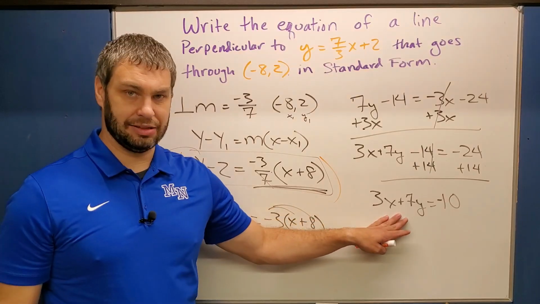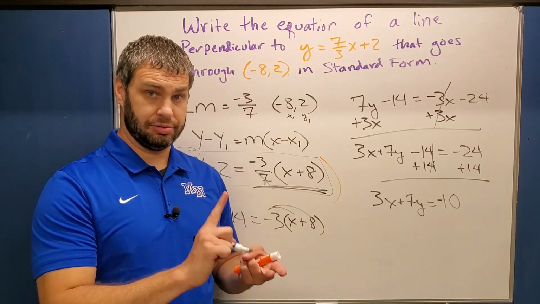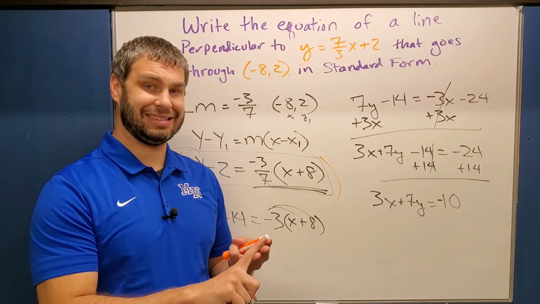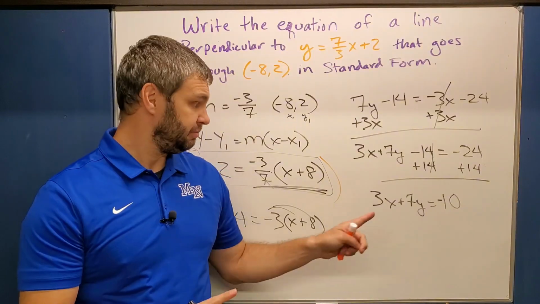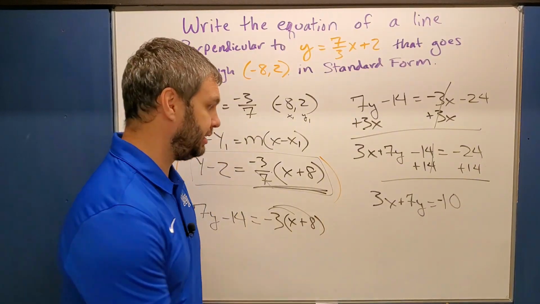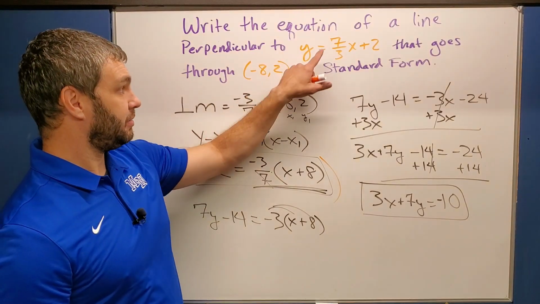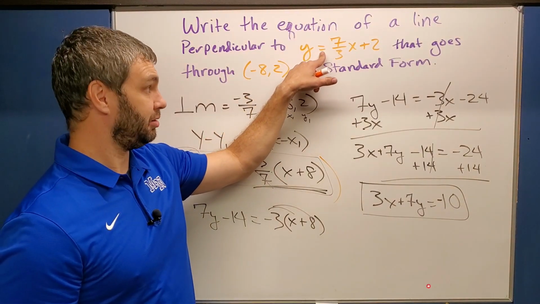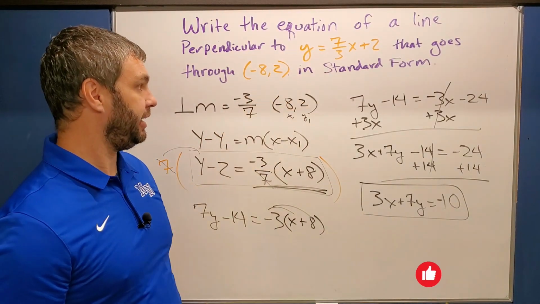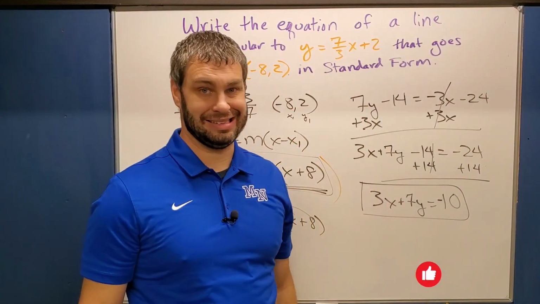Now, is this in standard form? Well, no fractions, x and y are on the same side, and then that last thing, is the x term positive? Yeah, it is. So this is our final answer: the equation of this line that's perpendicular to this other line and goes through the point (-8, 2), and it's in standard form.